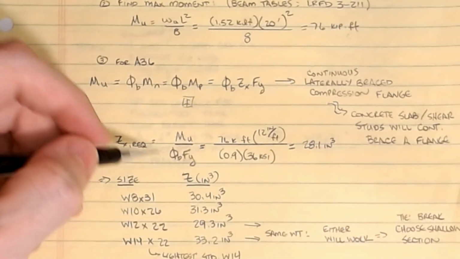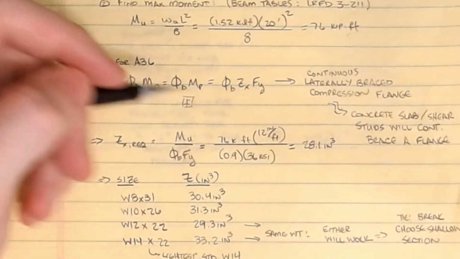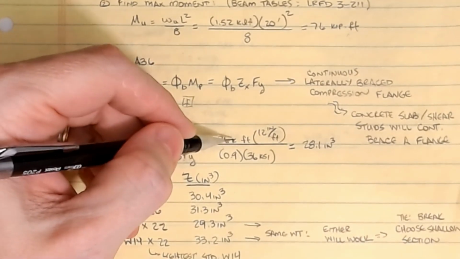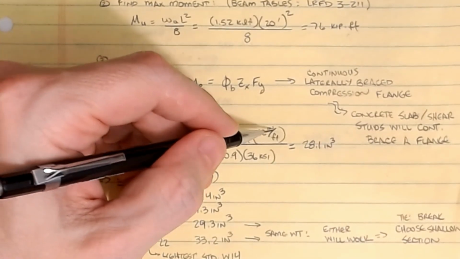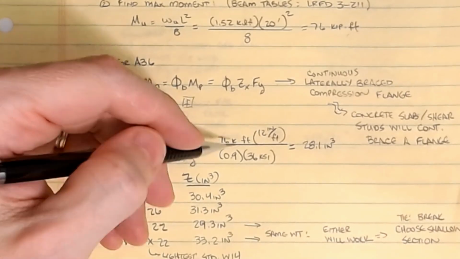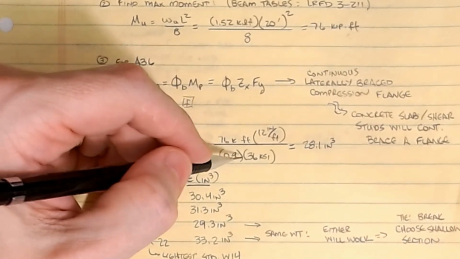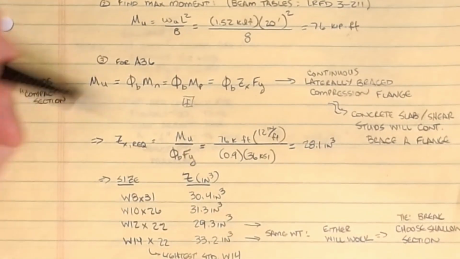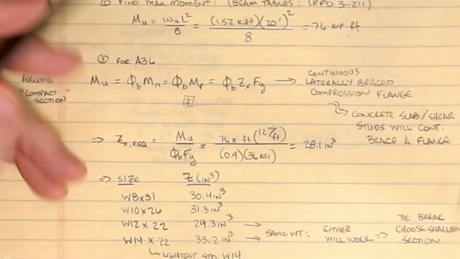And so for a 36 KSI beam, we're going to be looking for a ZX that is 76 kip feet times, here's that 12 inches per foot I warned you about, so make sure that's in there. And that's just to get the units to work out, divided by 0.9, divided by 36 KSI, and my ZX required is now 28.1 inches cubed.